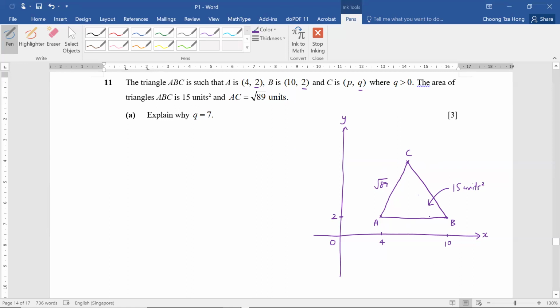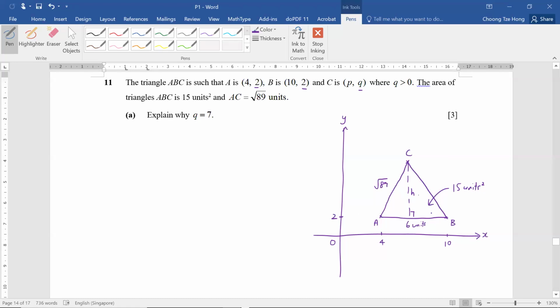But what other information can we deduce that will be very useful for us to solve the question? The area of a triangle is half times base times height, right? If I regard AB to be the base, then this vertical line that I drop down, perpendicular to AB, can be regarded as the height. So my question now is, do we know the length of AB? Actually it's very easy. A and B are at the same vertical level, they have the same y coordinate, which means we just subtract the x coordinates, 10 minus 4, and we get the base AB to be 6 units.